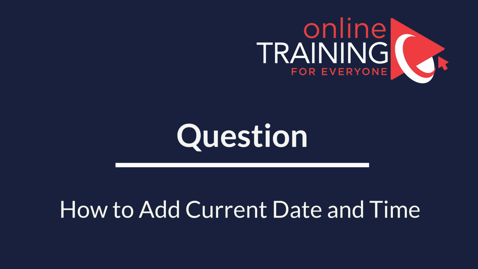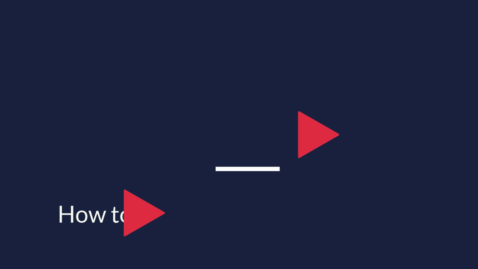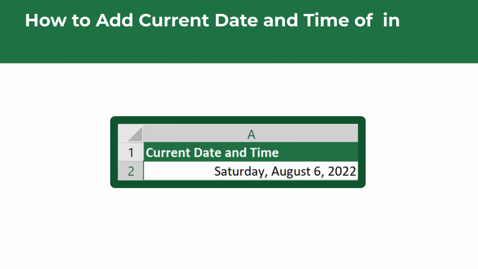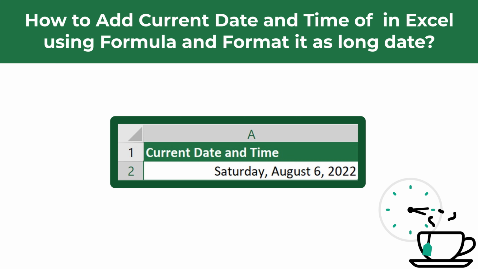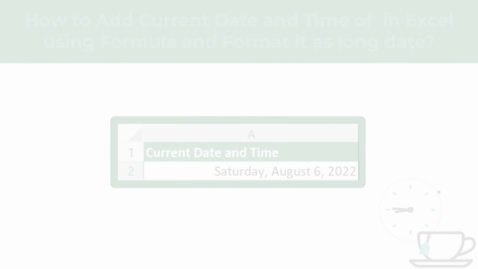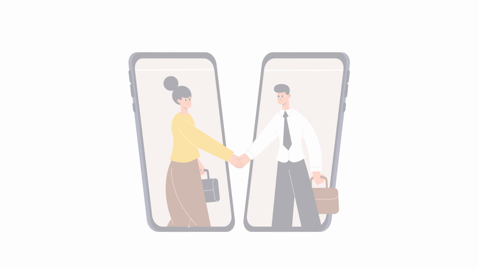Here's an interesting Microsoft Excel test question, which tests your knowledge of Excel formulas. You need to show how to add the current date and time in Microsoft Excel using a formula, and then format it as a long date. Do you know how to do it? Give yourself 5 to 10 seconds to see if you can come up with the formula, and I am going to move forward and show you the solution.